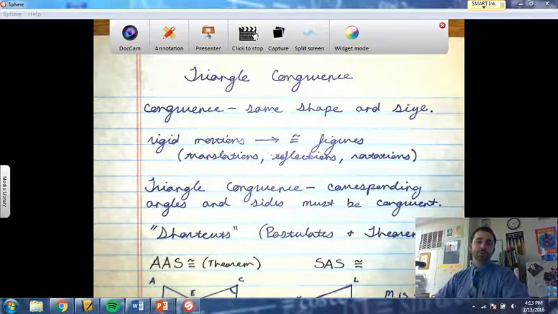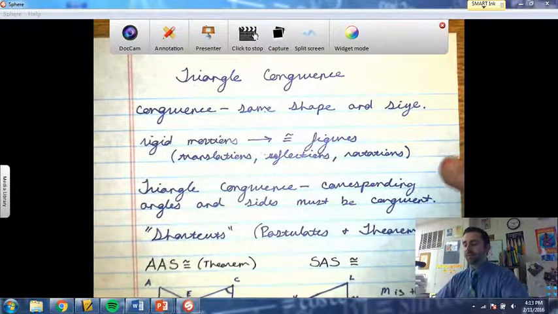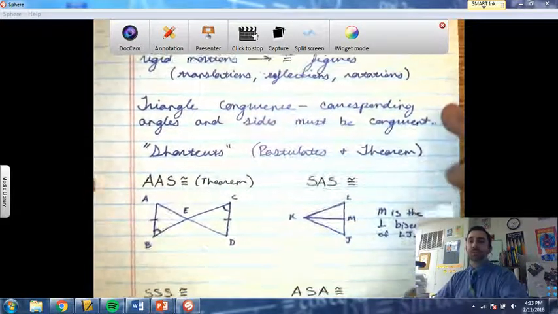Triangle congruence is defined as the corresponding angles and sides of two triangles must be congruent. So we can use rigid motions to prove that triangles are congruent. However, we'd have to have 6 different parts, 3 angles in each and then 3 sides of each. So all of those elements get a little cumbersome. So we have what we call shortcuts, and in this case it's postulates and theorems.